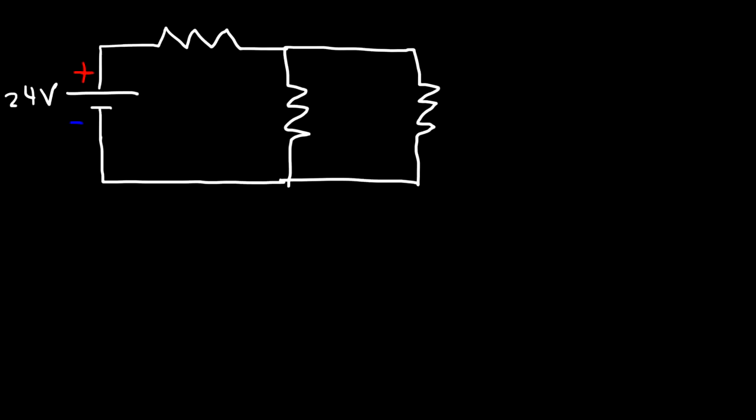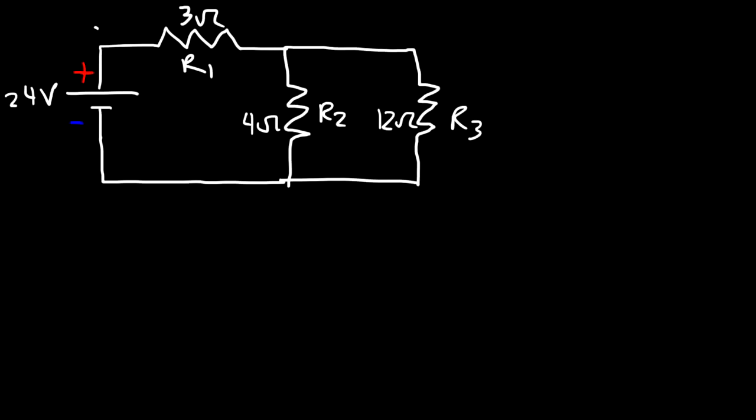We have a resistor in series with two other resistors that are parallel to each other. Let's say this resistor has a value of 3 ohms, and let's call it R1. This is going to be R2, and it has a value of 4 ohms. And R3 has a value of 12 ohms. So if you want to try this problem, feel free. Go ahead and pause the video if you want to work it out. So calculate the current flowing through each resistor using Kirchhoff's rules.